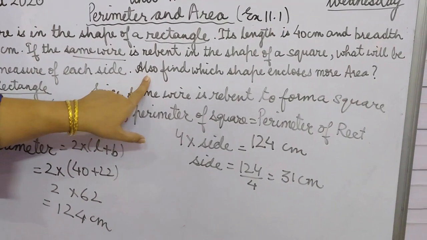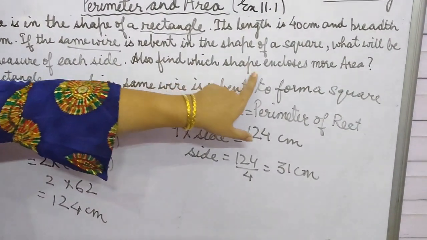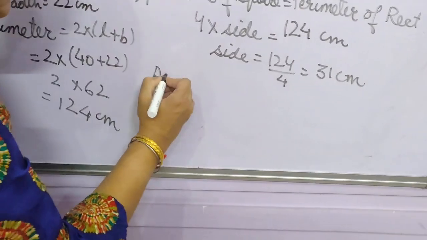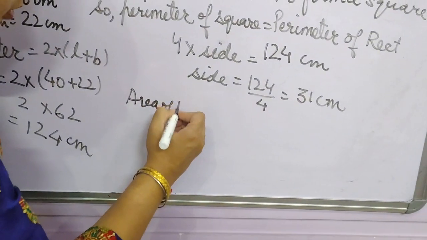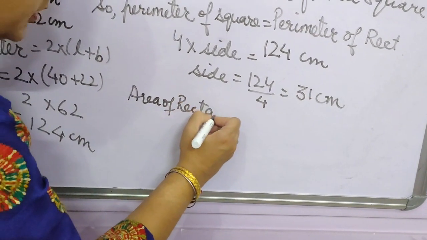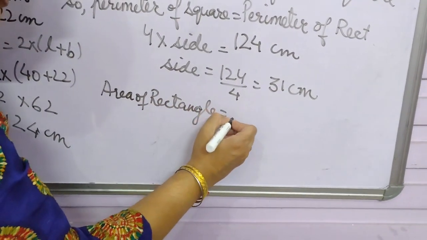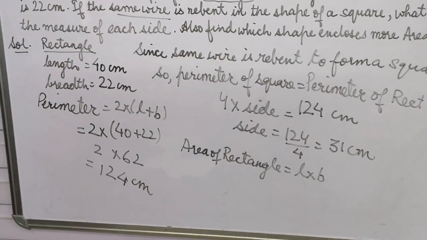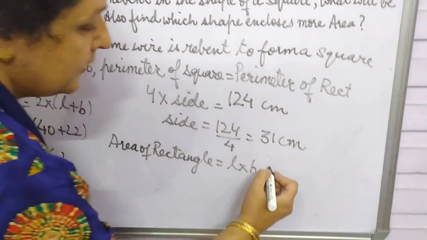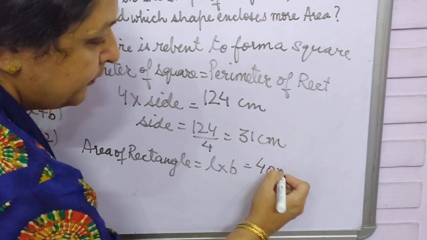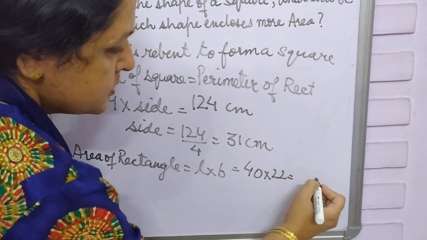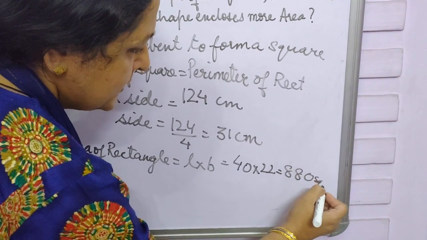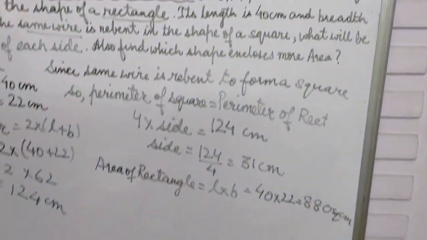Now another part of the question says, also find which shape encloses more area. So let us find out the area of the rectangle. Now what is the formula to calculate the area of a rectangle? It is length into breadth. And how much is the length? Length is 40, breadth is 22. So if we calculate the area, it is 880 square centimeter.